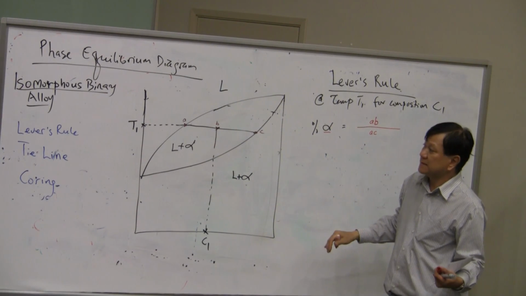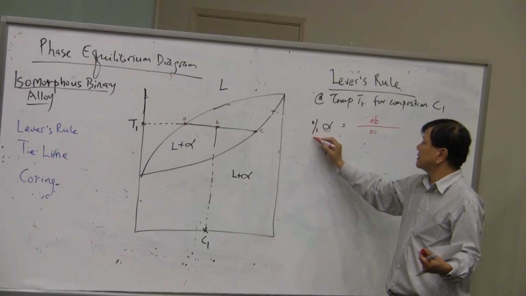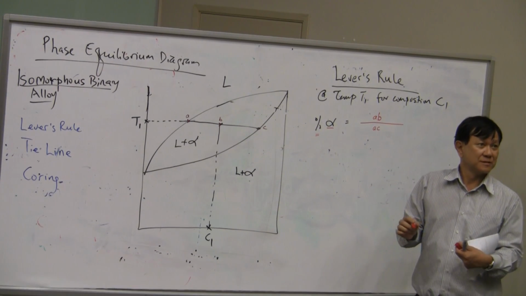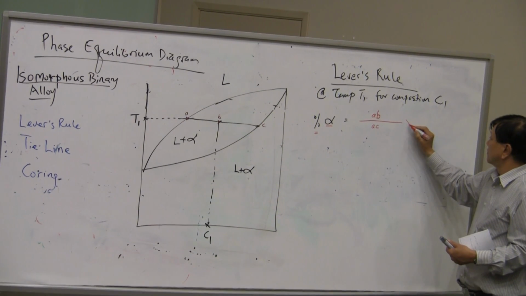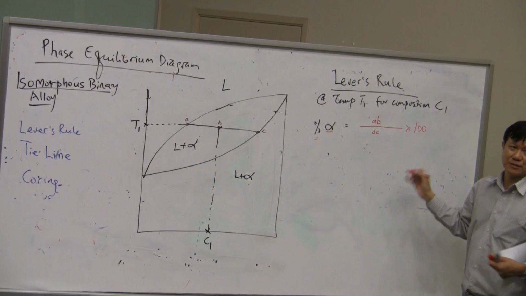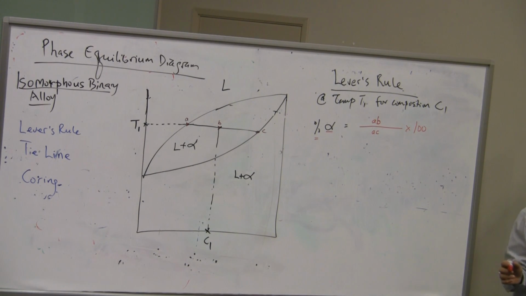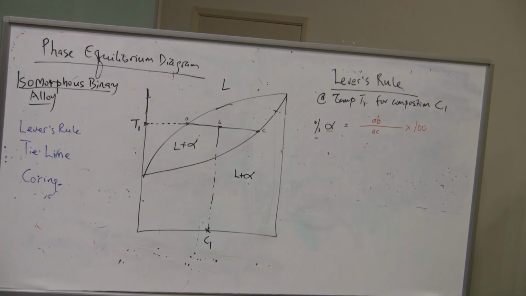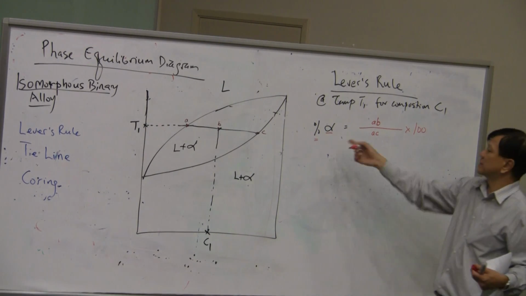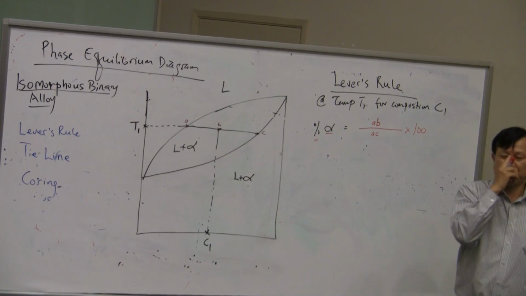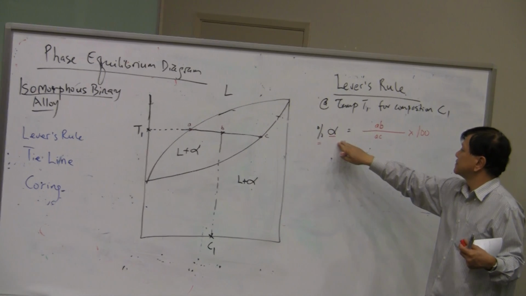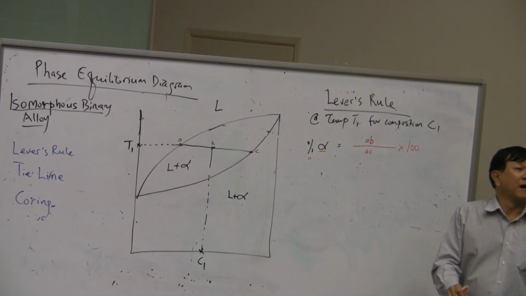Okay? And remember, I'm talking about what? Percentage. So what do I need to do? Multiply by 100. You don't do that, minus marks. Okay, then after that, that will be my percentage of alpha.